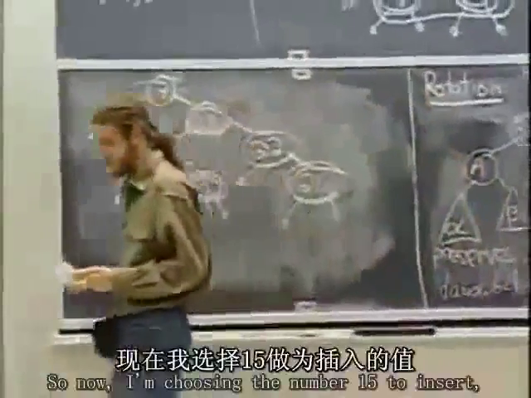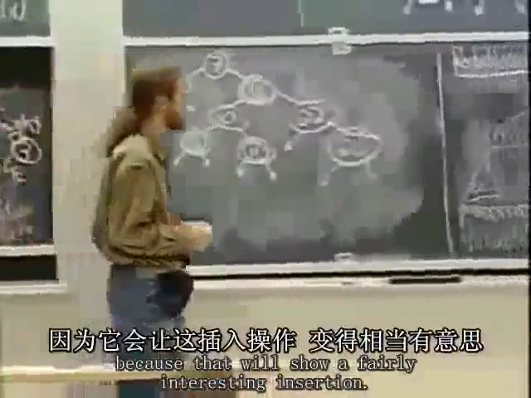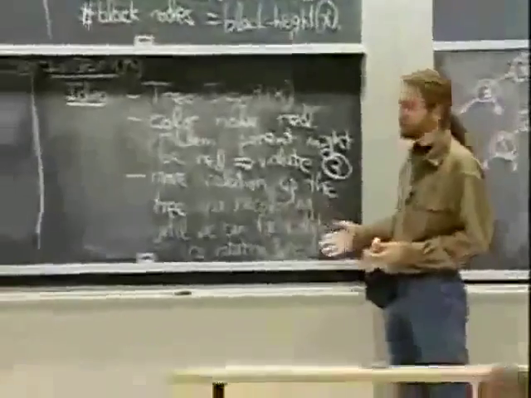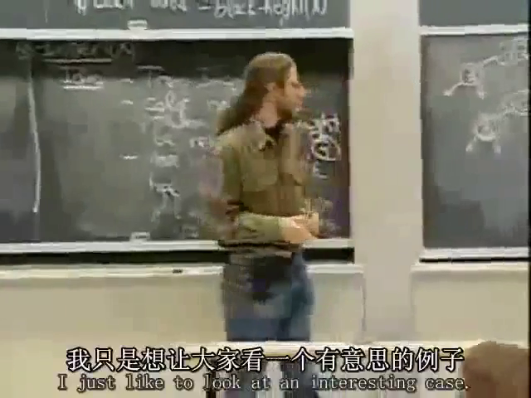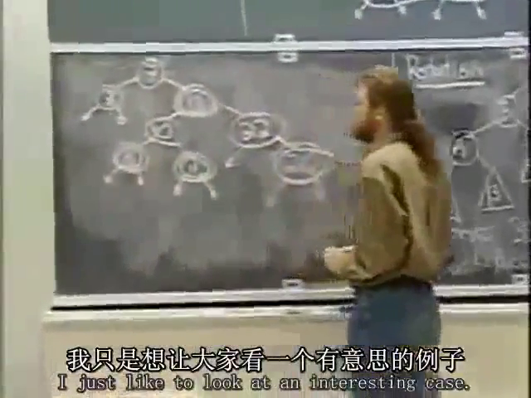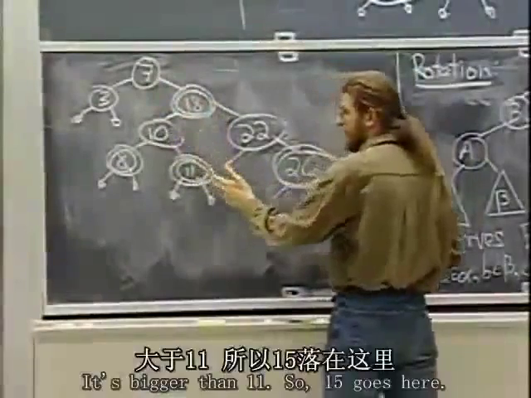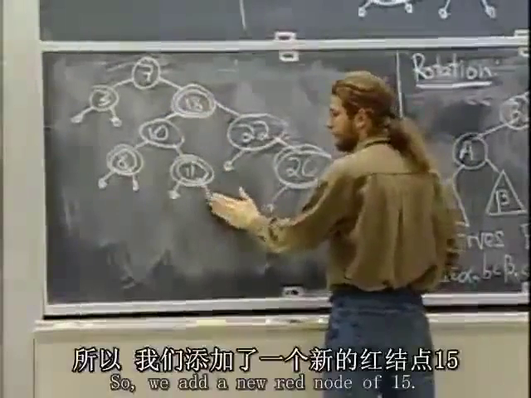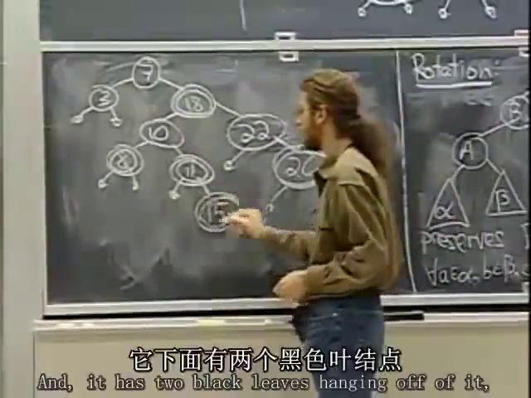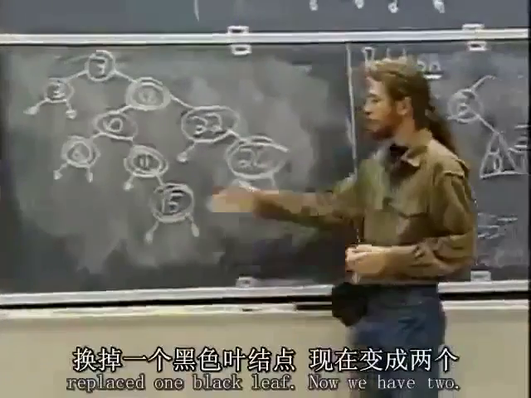So now I'm choosing the number 15 to insert, because that will show a fairly interesting insertion. Sometimes insertion doesn't take very much work. We just do a rotation and we're done. Here I'd like to look at an interesting case. So we insert 15. 15 is bigger than 7. It's less than 18. It's bigger than 10. It's bigger than 11. So 15 goes here. So we add a new red node of 15. And it has 2 black leaves hanging off of it. Replaced 1 black leaf. Now we have 2.